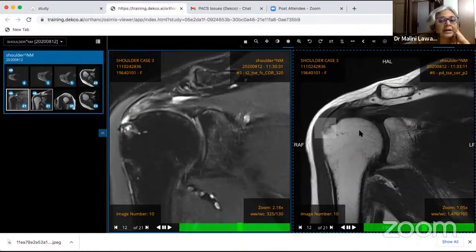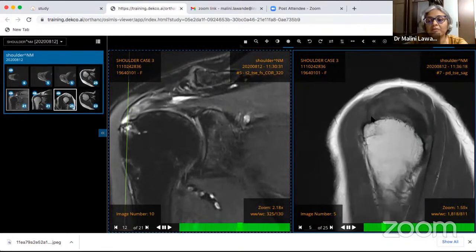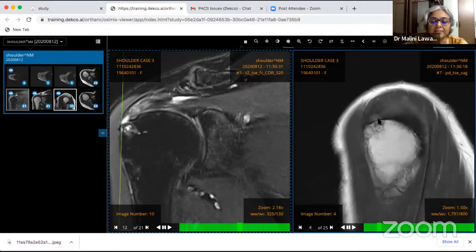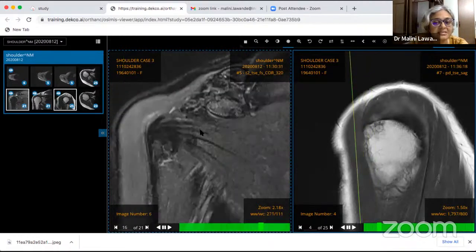I'll confirm that on the sagittal image because I'll need to give the measurement. Can you see here, this one? So this is the AP dimension of this tear. This is less than 50% thickness, anterior supraspinatus footprint, bursal surface tear measuring so much AP and so much longitudinal, small intraosseous cystic changes at its enthesis.